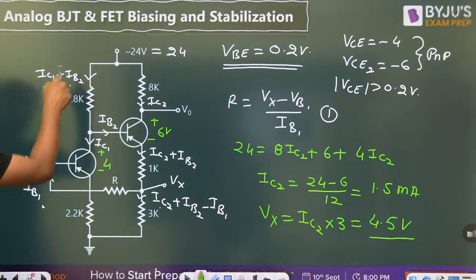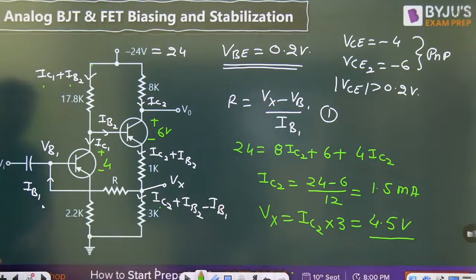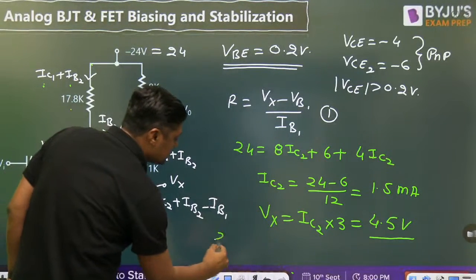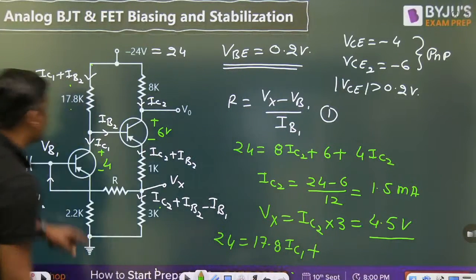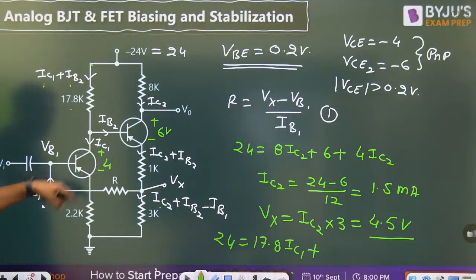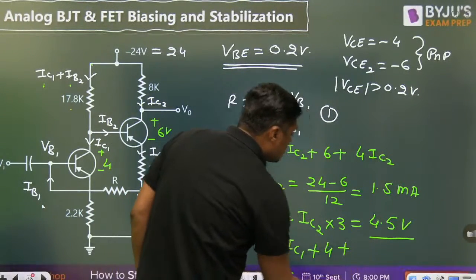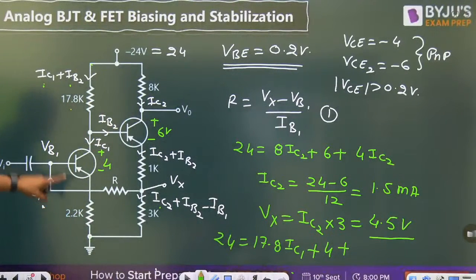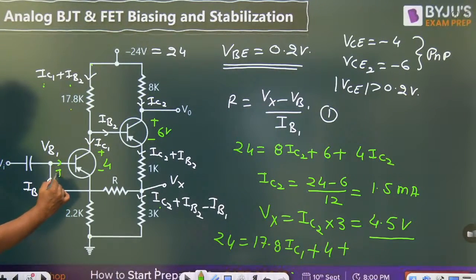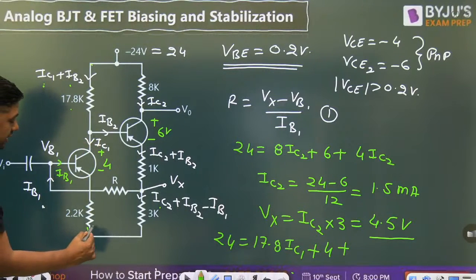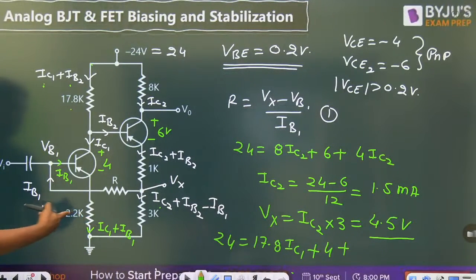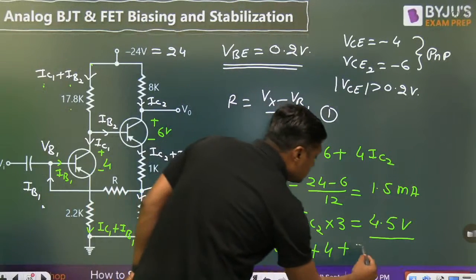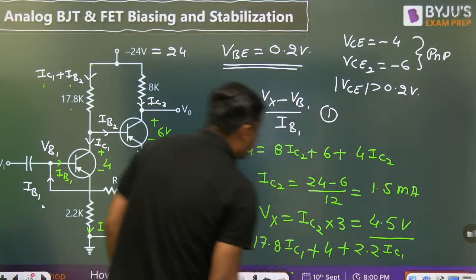Now, from this point to this point, write down the KVL. That is 24 is equal to 17.8 IC1 plus VC1, which is 4 volt, plus 2.2 times the current here. Remember, this is the IB1, this is the IC1. So current here is IC1 plus IB1, but you can neglect the base current, and that's why it will become IC1 into 2.2.